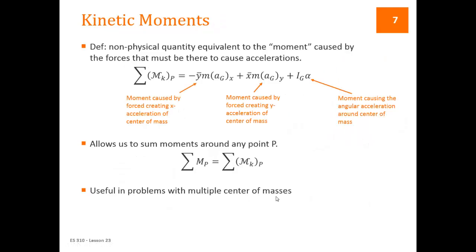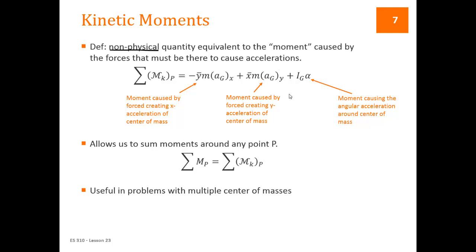Now we were sort of hindered in that last problem. It was more complicated than needed, because we had to solve moments around our center of gravity. There is a way that we can sum moments around any point, and that is using kinetic moments. Now, a key point here is kinetic moments are non-physical quantities, all right? So don't get them confused with real moments that are caused by real forces. These are moments, in some sense, that are caused by the lump sum of the forces that we know are there because they're causing accelerations.